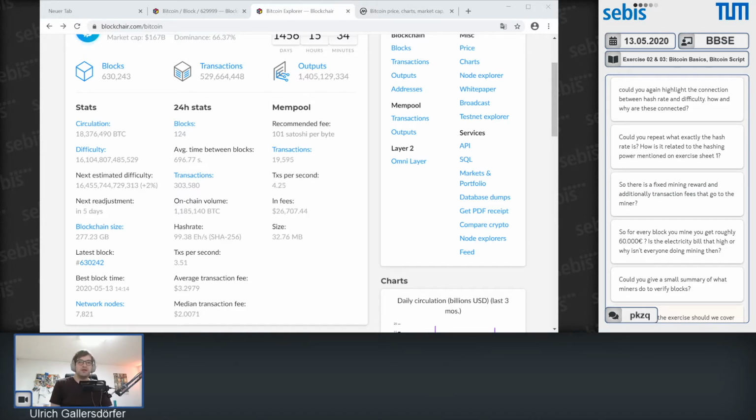So the bigger your share is in the network, the easier you find new blocks, or you're allowed to propose new blocks. But that's also next week. Professor Matis is going to talk about this. It's a little bit out of order right now.